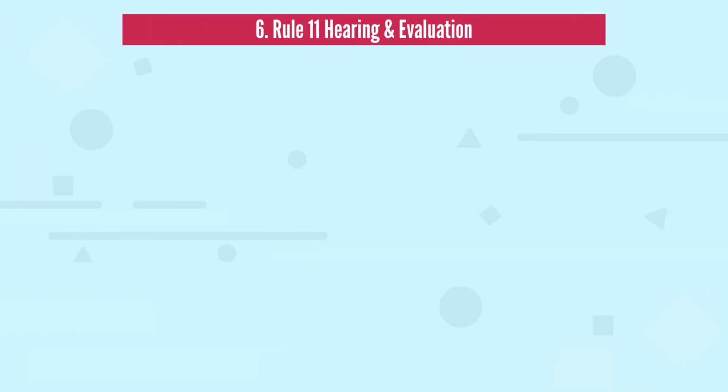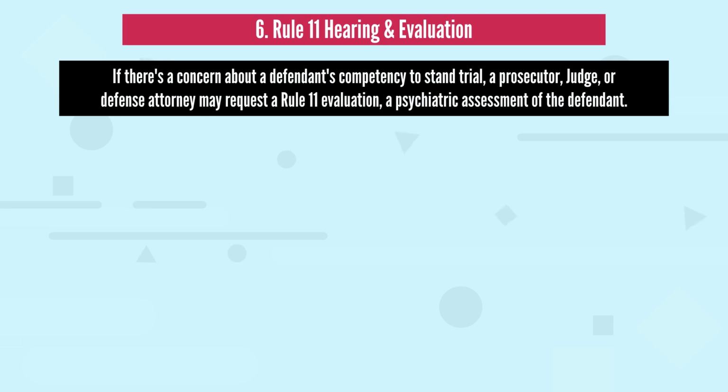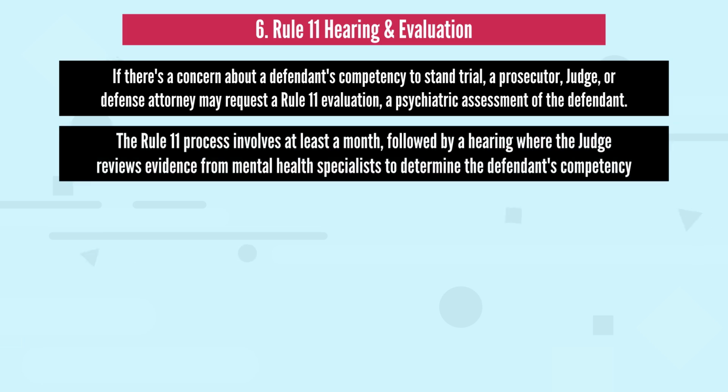6. Rule 11 Hearing and Evaluation. If there's a concern about a defendant's competency to stand trial, a prosecutor, judge, or defense attorney may request a Rule 11 evaluation, a psychiatric assessment of the defendant. The Rule 11 process involves at least a month, followed by a hearing where the judge reviews evidence from mental health specialists to determine the defendant's competency.